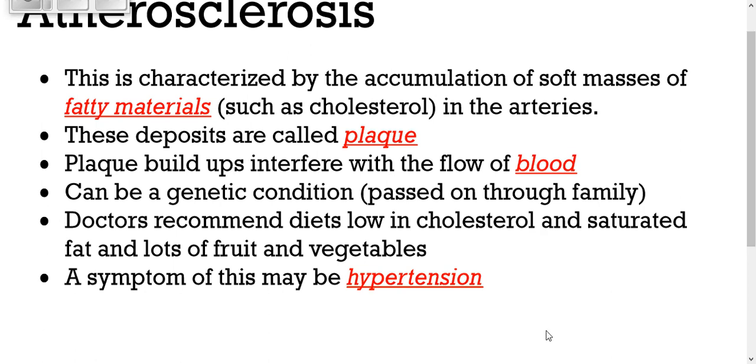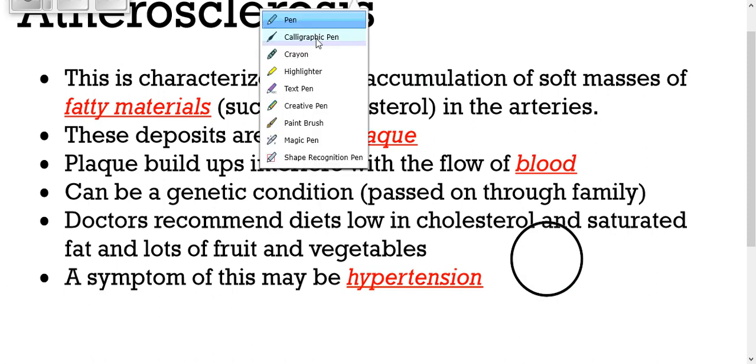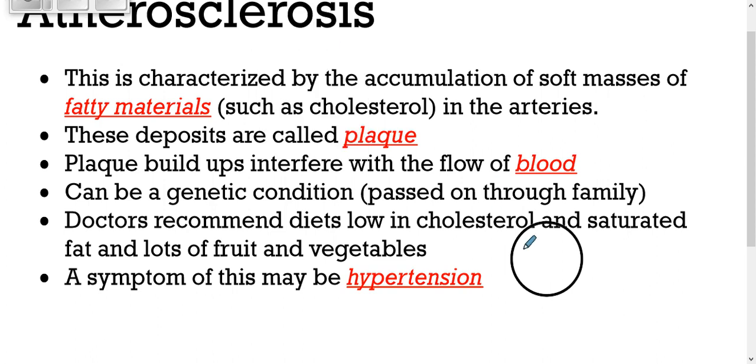And a symptom of this, as the arteries, if I draw a little circle here, as the arteries get clogged and built up with fat and plaque on the side, they become kind of smaller and constricted. So if it's supposed to be all open, the plaque starts to build up on the side, and it gets smaller and smaller and smaller. And that can create high blood pressure or hypertension as well.